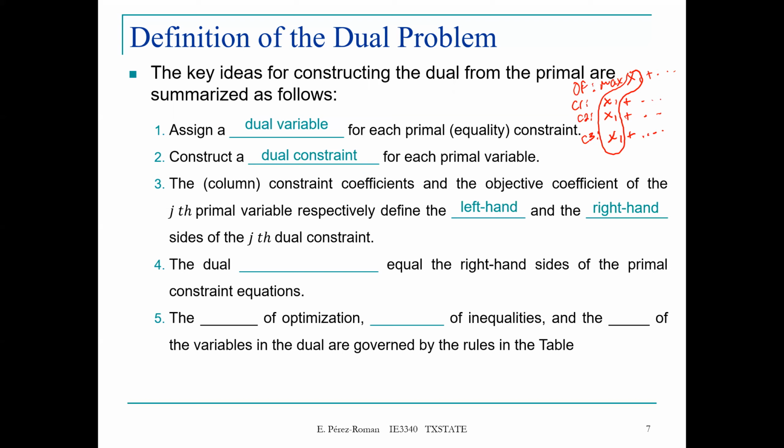The objective coefficient of the j primal variable, respectively, defines the left hand and the right hand side of the j dual constraint. The dual objective coefficients equal the right hand sides of the primal constraint equations. And we're going to show some examples. So this is going to make more sense in a second. The sense of optimization, direction of inequalities, and the signs of the variables in the dual are governed by the rules in the table.